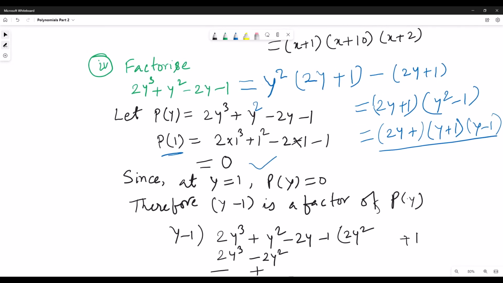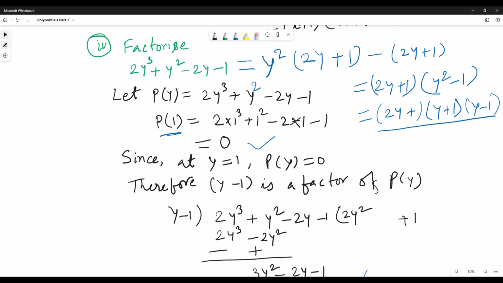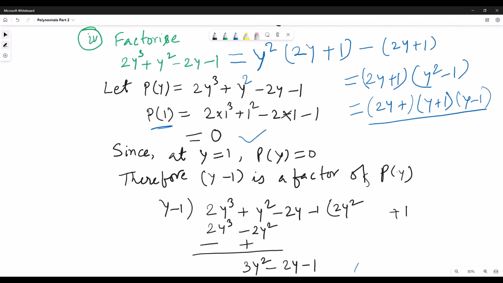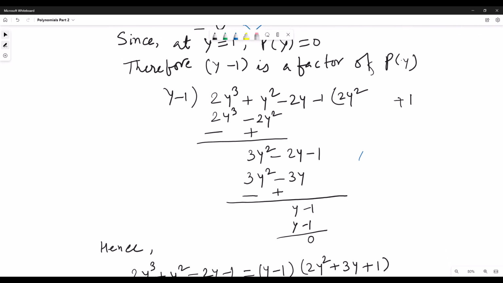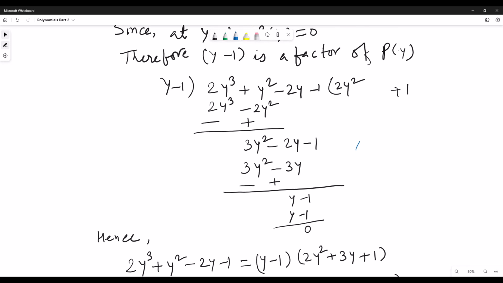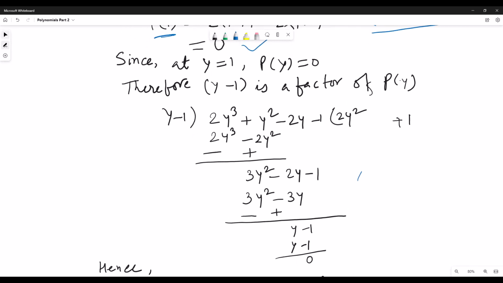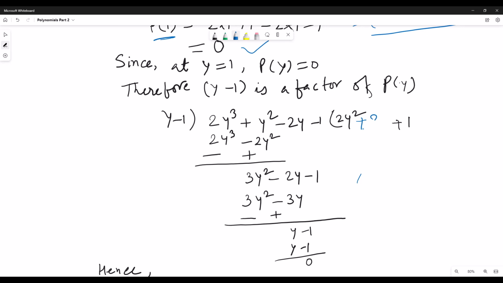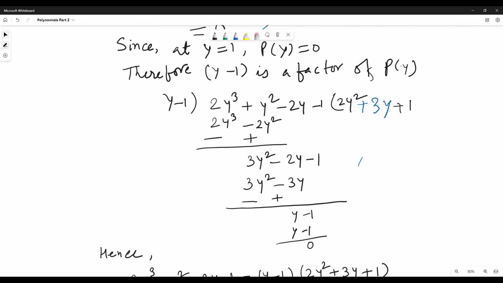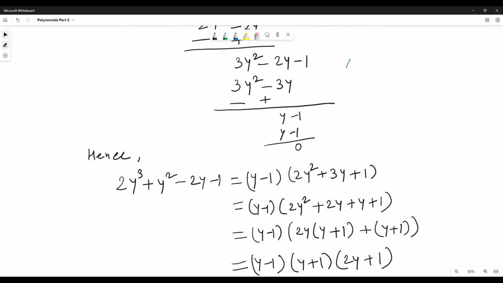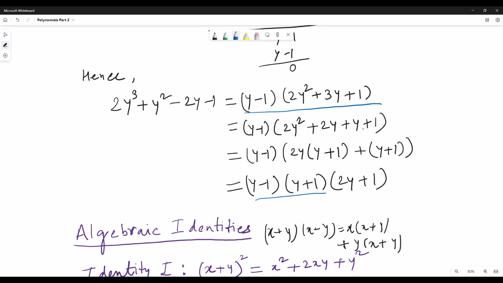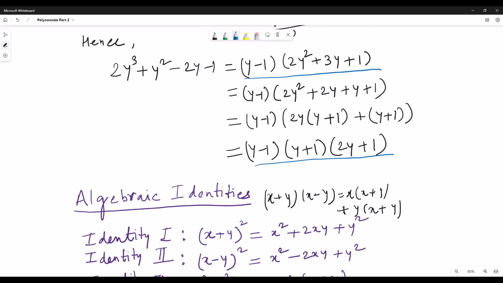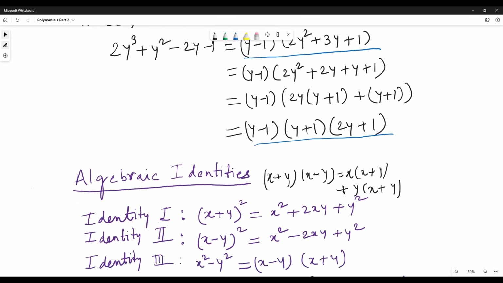So by the factor theorem, you can also factorize it. For y equals 1, p(1) is 0, so y minus 1 is a factor, and you actually divide it by y minus 1. Then you find that 2y square plus 3y plus 1 is the quotient. So the polynomial can be written in this form, and further it can be factorized by factorizing the middle term.